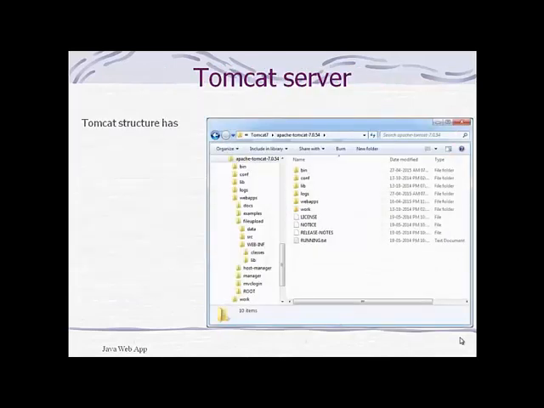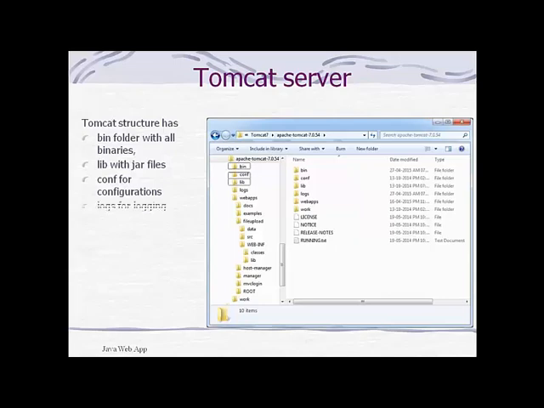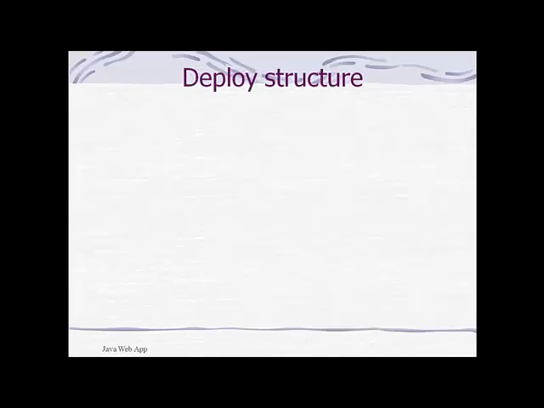Tomcat server structure is like this, bin folder with all binaries. Okay, then we have lib folder with jar files. All the jars are in the lib folder. Conf for configurations. For example, we change the port number. Logs for logging. All the logs are present in the logs folder. Anything which happened to the Tomcat, everything is logged. So later on you can go and check any problem is there. Then you have webapps where all projects will be deployed. So all your projects are inside this.